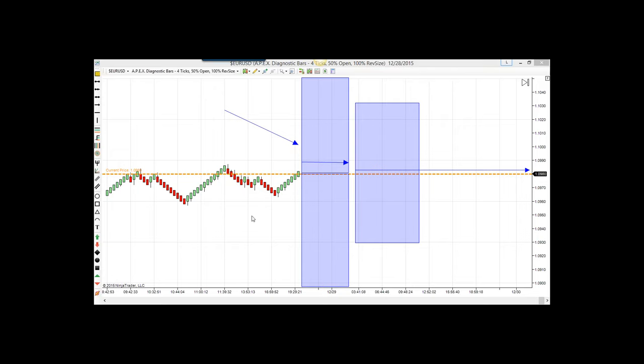Now, I want to back up and say something here. I'm in no way telling you to not use these top spreads. I'm not telling you that at all. I'm telling you, you have to use them in the right way, whatever your strategy or system is.